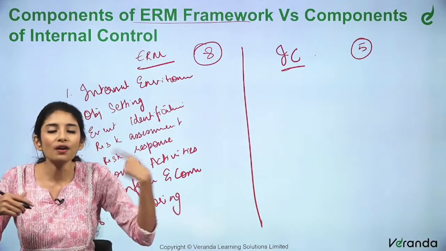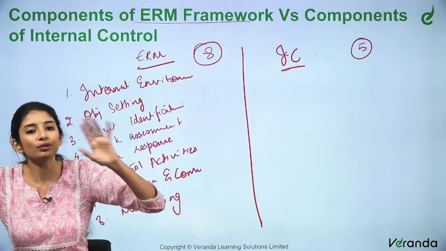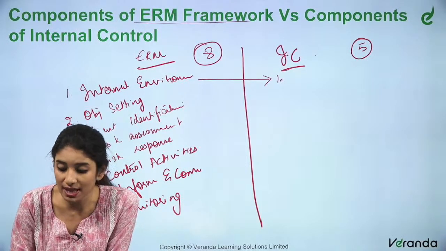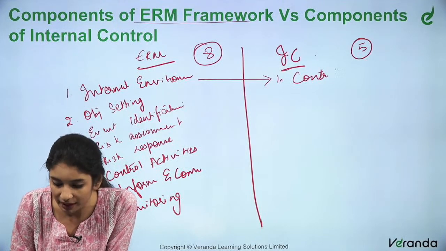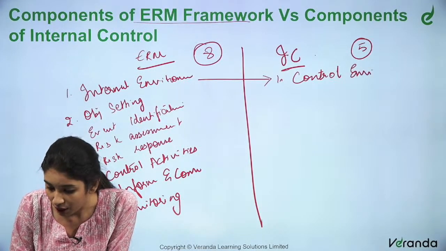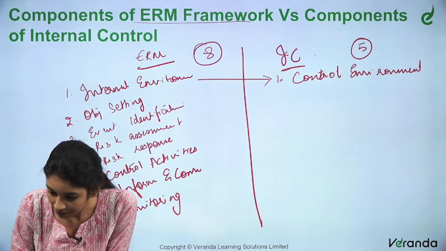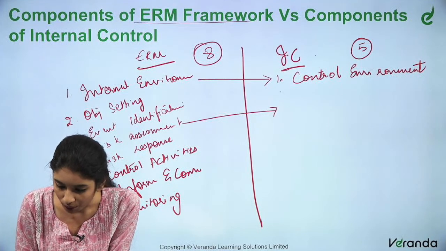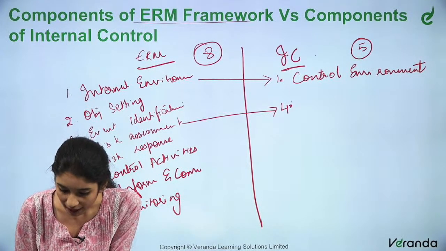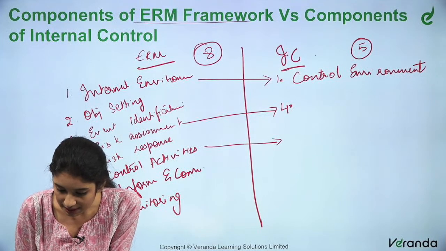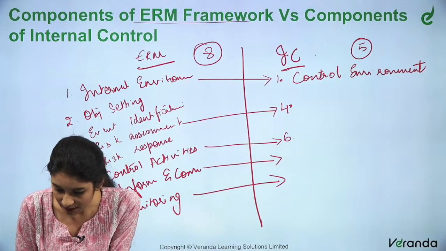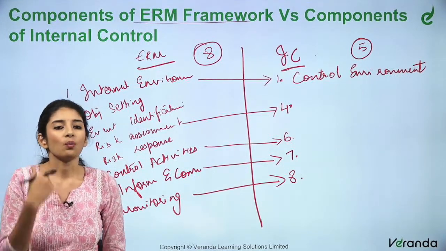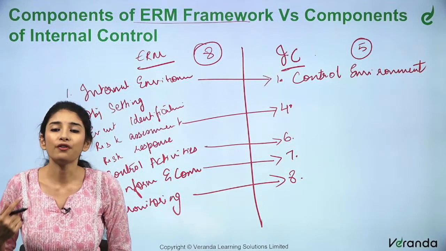So, components of ERM framework and components of internal control have the same points. Just pick up 5 points from here. The first point is the same, just that the word becomes control environment. Over here it is internal environment, over here it becomes control environment. After that, leave points 2 and 3, and directly take point number 4. Points 1, 4, 6, 7, 8, as it is.